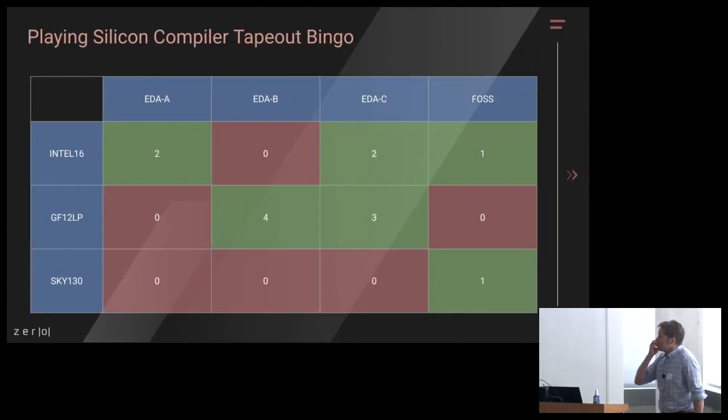So this is our SiliconCompiler bingo. This is the whole point, right? We want to have all the EDA tools and all the foundries at the end of the day, all green. That's the goal. For now, we've got Intel 16, GF12LP, Sky130, and some FOSS tools, some EDA tools done. And that Intel 16 tape out with FOSS was not done by us. It was done by somebody in the U.S. government.